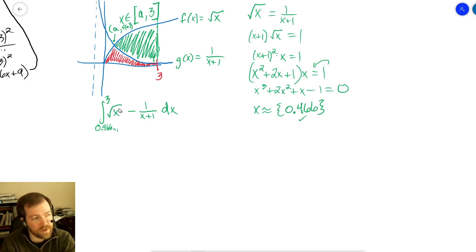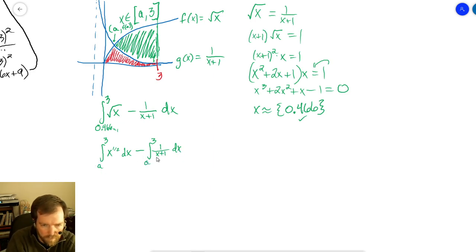All right, so taking the integral for each of these things, the square root function is a power function. So we're going to take a power rule from a to 3. I'm just going to use a for now. Of x to the 1/2 dx minus integral from a to 3 of 1 over x plus 1 dx. All right, this one over here, again, we're going to increase the power by 1. So this is going to be x to the 3/2 evaluated at x equals a to 3.